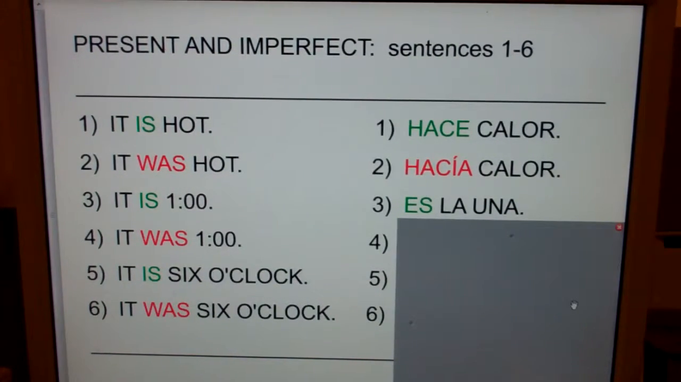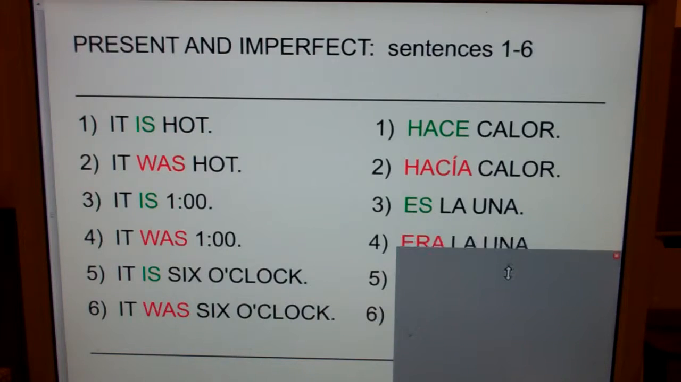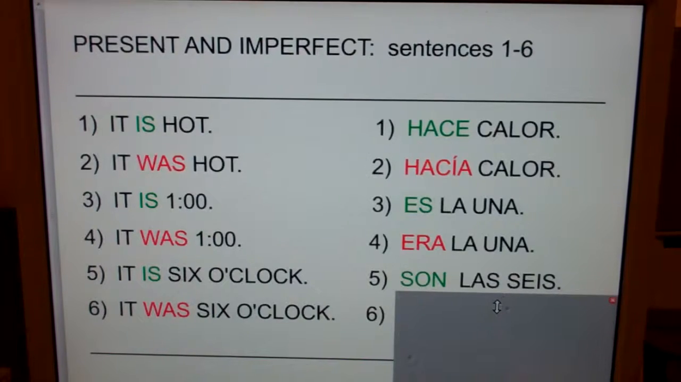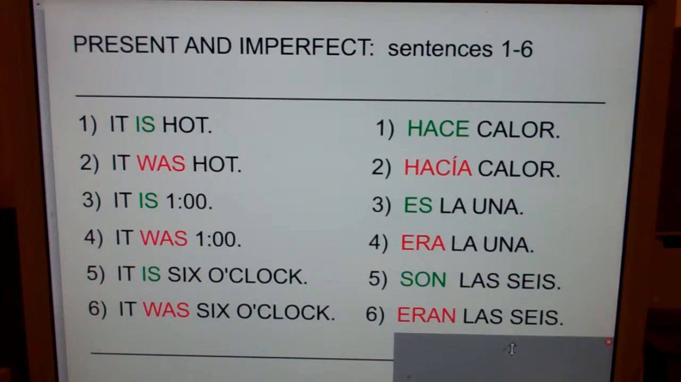Number 3, it is 1 o'clock. Es la una. It is 1 o'clock. Es la una. Number 4, it was 1 o'clock. Era la una. It was 1 o'clock. Era la una. Number 5, it is 6 o'clock. Son las seis. It is 6 o'clock. Son las seis. It was 6 o'clock. Eran las seis. It was 6 o'clock. Eran las seis.